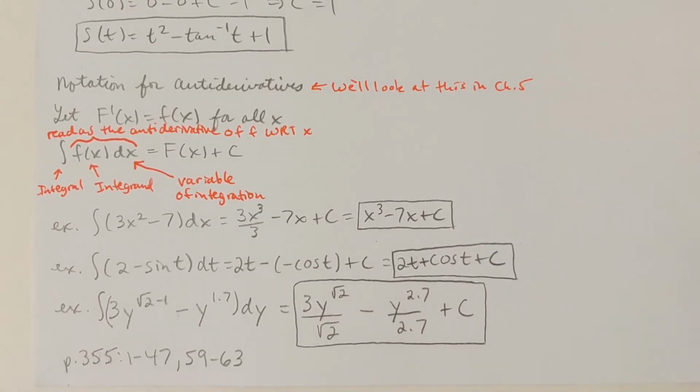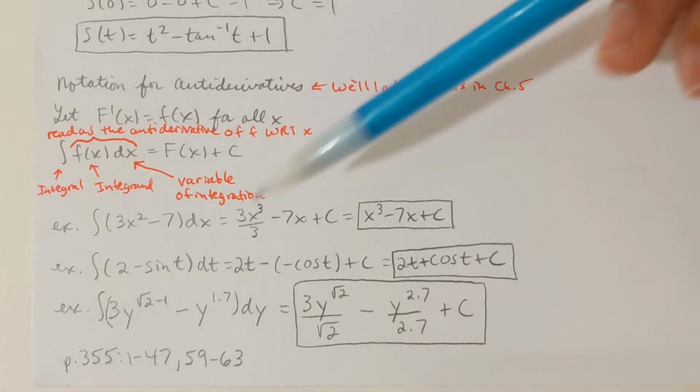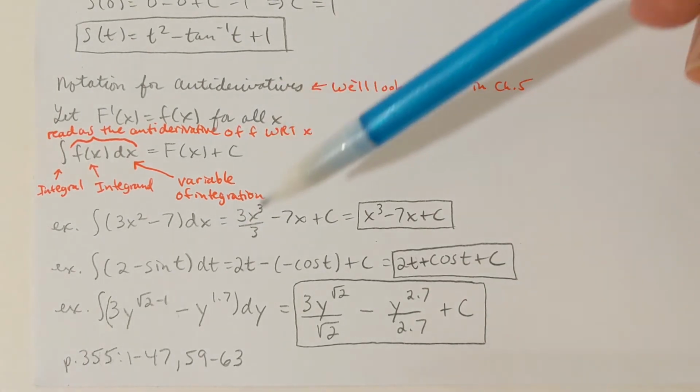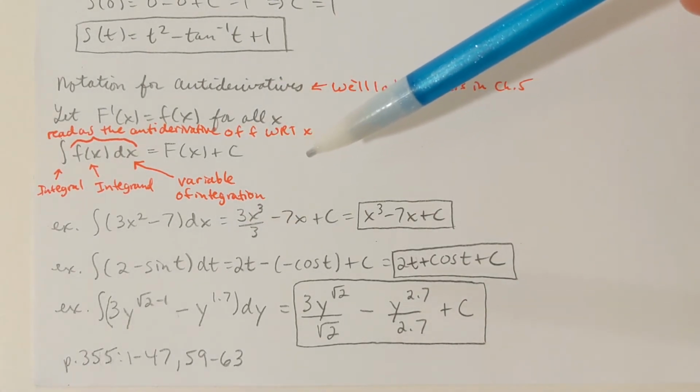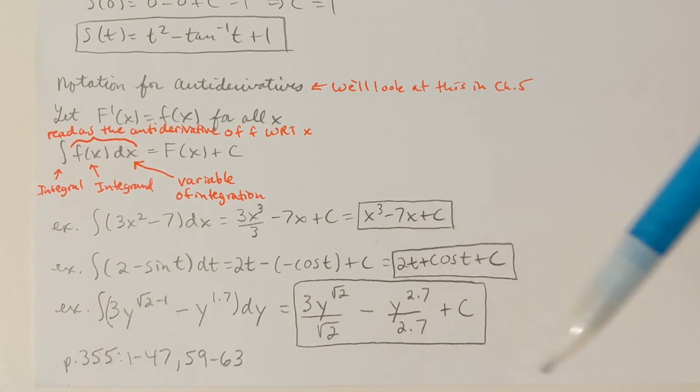Here's some notation for antiderivatives. We're going to look at this in Chapter 5. They don't introduce the notation quite yet, but there's no problem with talking about it now. We're going to be using it all over the place, starting in Chapter 5 and really for the rest of the entire book. Okay, you'll be using what's called integral notation for the rest of Calc 1, Calc 2, and Calc 3.